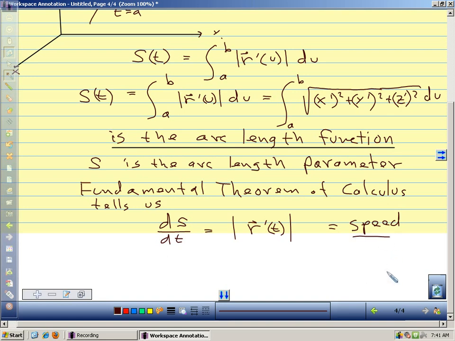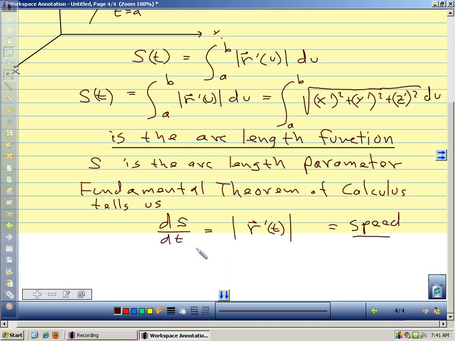So the derivative of arc length with respect to time is the speed of the moving point. So this is another way of looking at the speed. The speed is the rate of change of the arc length with respect to time. That tells us how fast we're moving along that curve. And we're going to use the arc length parameter to define the curvature of our curve. The arc length parameter is going to tell us something about the curvature.